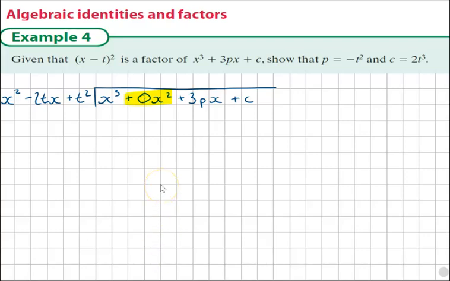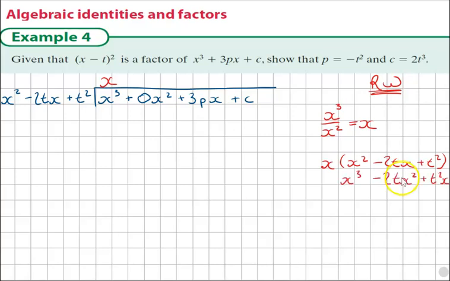So then we start with the highest power of x inside the bus stop, which is x cubed, divided by the highest power of x outside the bus stop, which is x squared. Our answer is x, which goes on top of the bus stop. Then we're going to multiply the x by x squared minus 2tx plus t squared. And we end up getting x cubed minus 2tx squared plus t squared x. Be very, very careful here with your rough work on where you put your squareds.